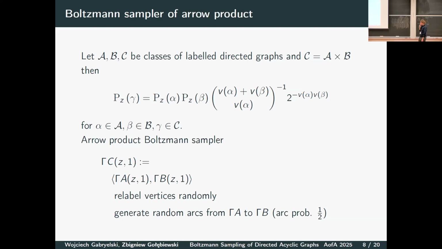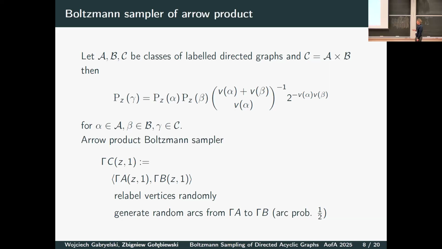So when you start with the equations from the previous slide, you pretty soon end up showing that, for instance, if you got A and B and C classes of graphs, and C is just the arrow product of A and B, then the probability of gamma from C is just the probability of alpha from A times the probability of beta from B times this thing, which is in fact telling us in how many ways we can assign the labels for the alpha structure and the beta structure, and also this additional term that tells us about the probability of edges from the vertices from alpha to the vertices from beta.